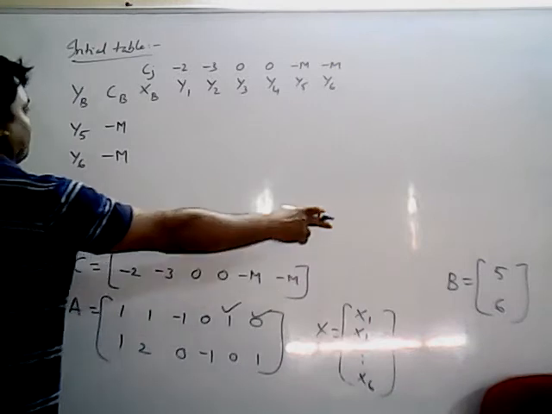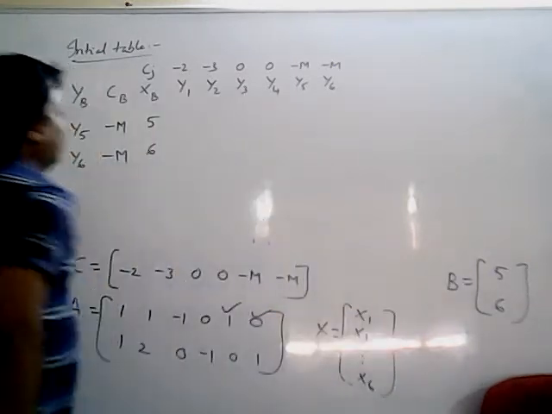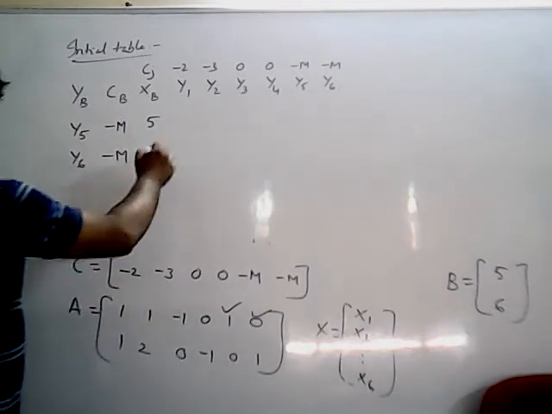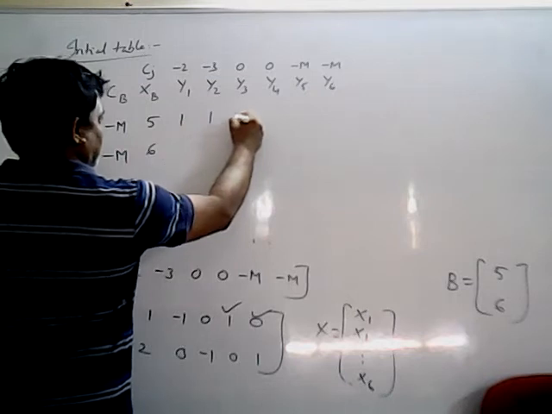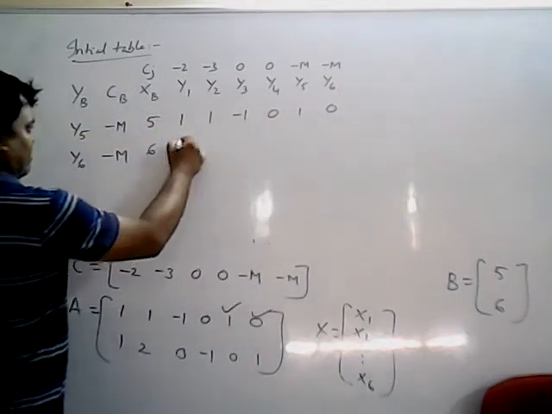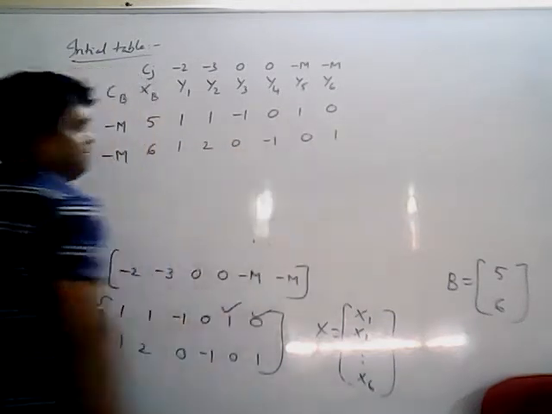Next, XB means B matrices. What is our B matrices? 5, 6. Next, the A matrices you have to substitute as they are. What is the A matrices? 1 1 minus 1 0 1 0. Next one is 1 2 0 minus 1 0 1.